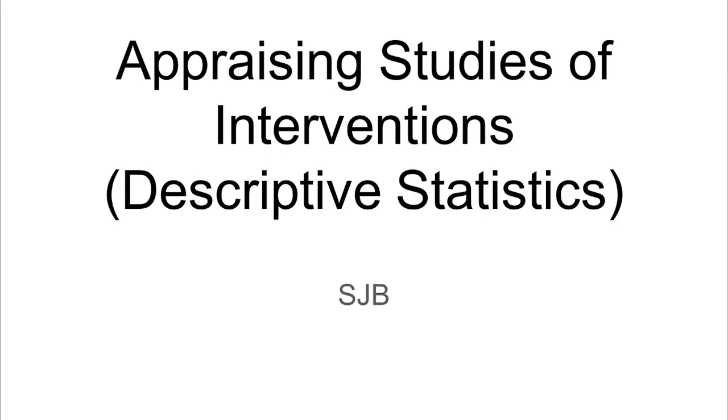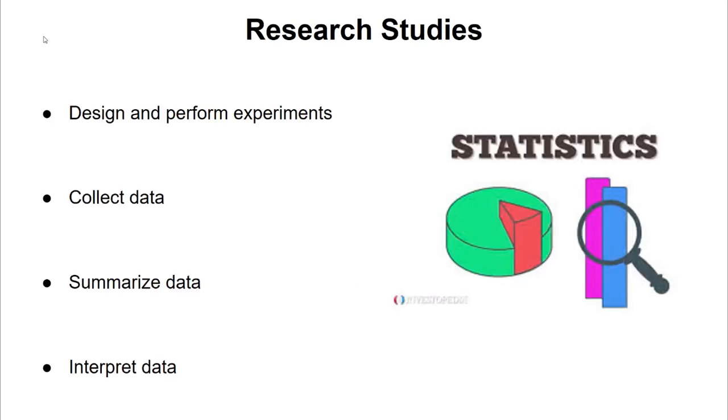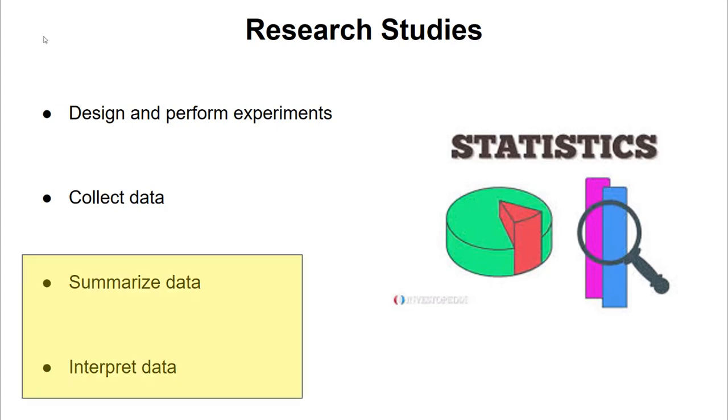We need to be able to do this because we have to determine if it's a good study or not, and if the statistics are done incorrectly or the results aren't valid, then we really don't want to use that information when we're treating patients in the clinic. When a researcher does a study, they design and perform the experiments, collect the data, summarize the data, and interpret the data. Summarizing the data and interpreting the data overall can be classified as statistics.